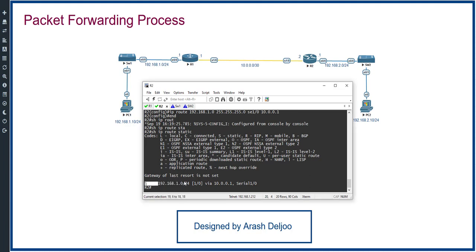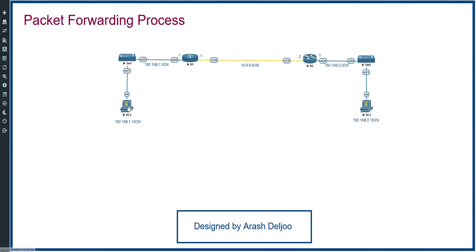The network is 192.168.10.0/24. After that, the outgoing interface is serial 10 and the next hop is 10.0.0.1. That's it. After that, finally, we need to assign the IPv4 address to PC1 and to PC2, and then we can check the connectivity between these two PCs, and after that, we can talk about what is happening.